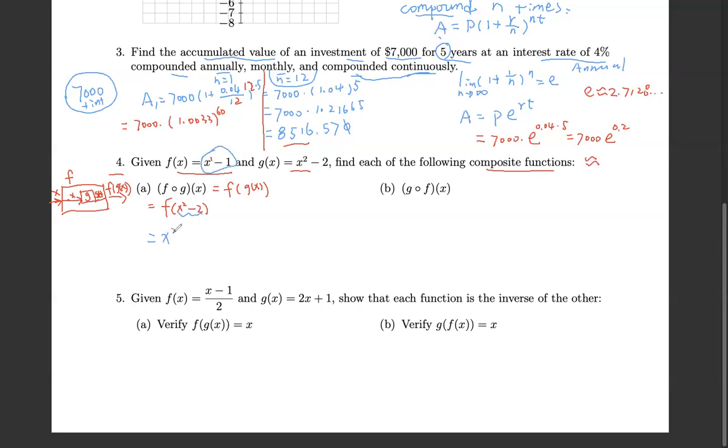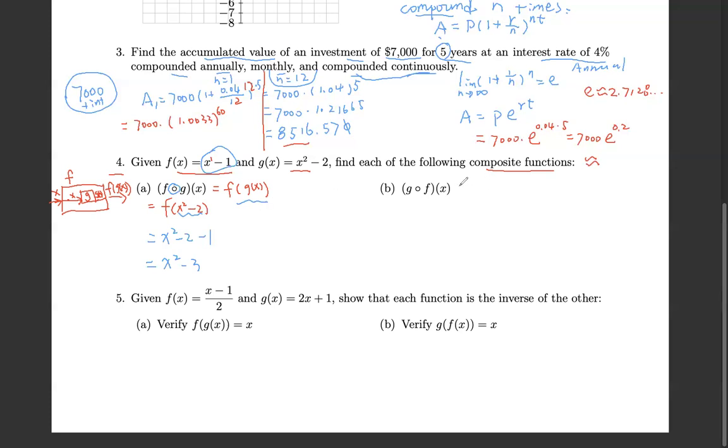So our input is x squared minus 2, then we minus 1. We simplify this and get x squared minus 3. That's it. That's f composed with g. So this little circle here means exactly f takes g as the input.